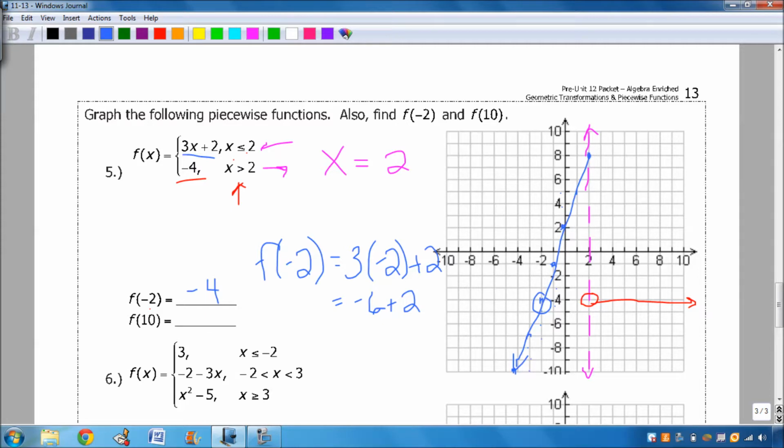And then to find f of 10, I have to figure out, is 10 greater than 2 or less than 2? Well, it's greater than 2, so I'm going to use the bottom function, and the bottom function just says negative 4. And then again, I can verify it on my graph right there, and it works. All right?